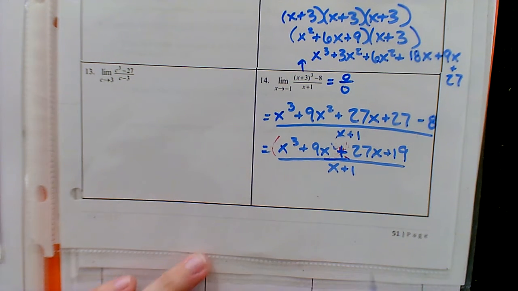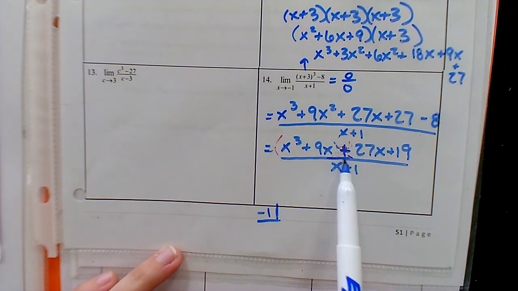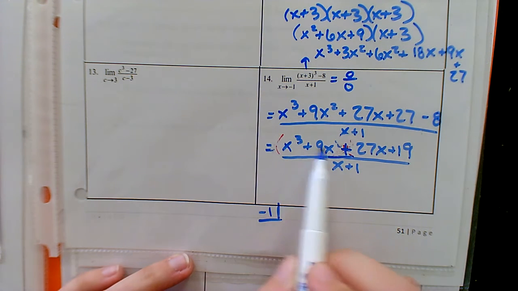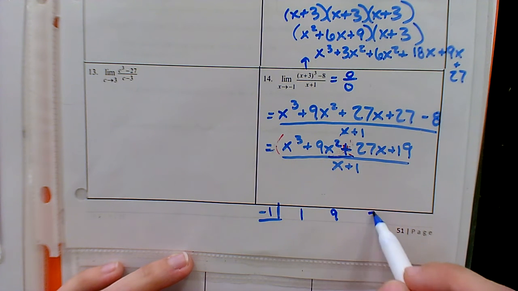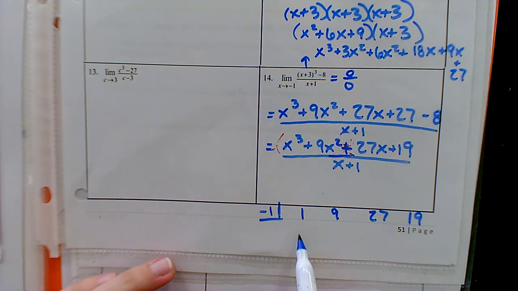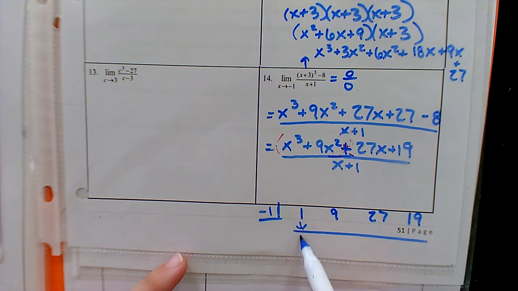It's -1. Okay, so I'm going to do synthetic division down here. So -1 is the block number because that's what makes your divisor equal 0. And then to fill in the rest of synthetic division, we're going to use the coefficients from the numerator, which would be 1, 9, 27, and 19. So refresher for synthetic division, we bring down the first coefficient.